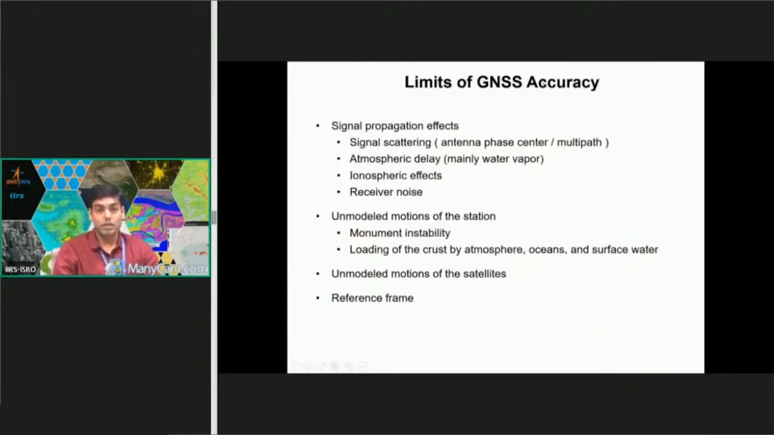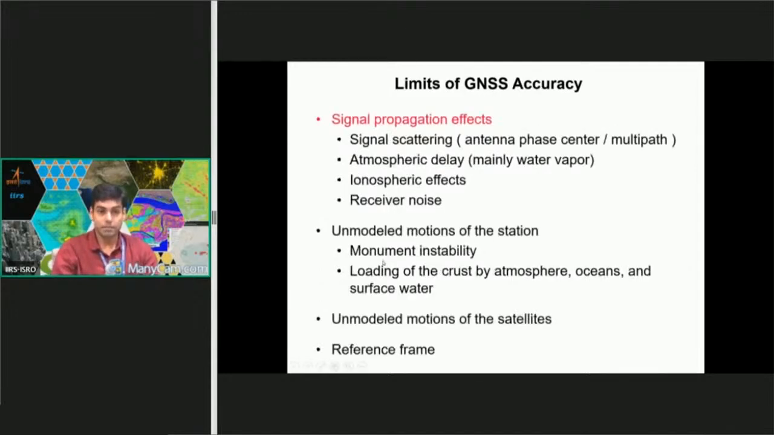Now we come to the limits of GNSS accuracy. How do different properties limit our GNSS accuracy? So this is the signal propagation effect. As I told you, signal scattering, atmospheric delay, ionospheric effect, receiver noises, and unmodeled motion of the stations like monument instability, loading of the crust by atmosphere, oceans, and surface waters, and unmodeled motions of satellites also. And then the reference frame. The reference frame can also induce some errors in our estimated positions and time.